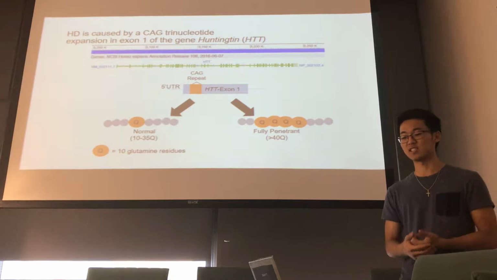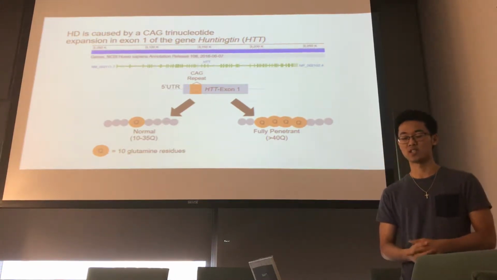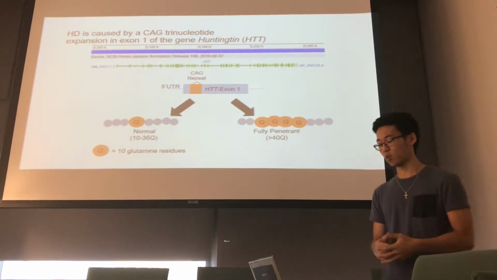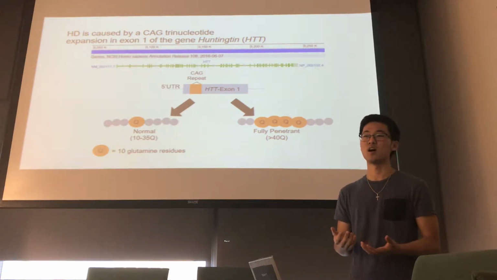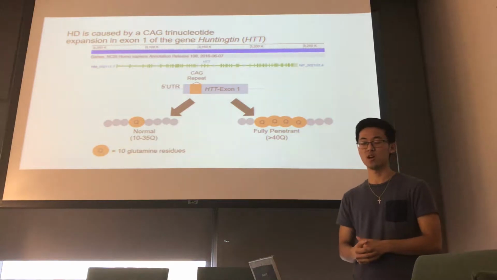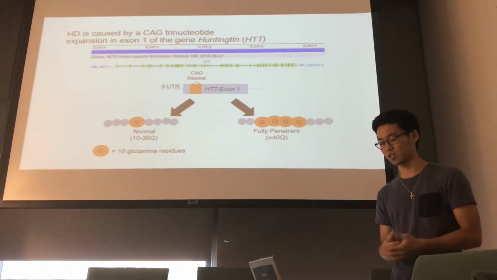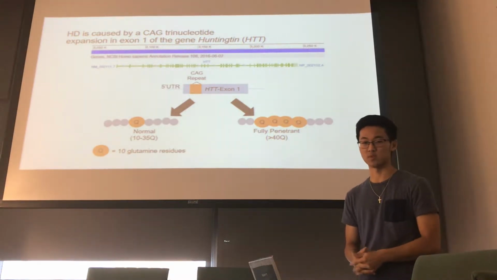So Huntington's disease itself is caused by a CAG trinucleotide repeat expansion within exon 1 of the gene Huntingtin. And what this translates into is an expanded polyQ tract within the protein. Normal proteins usually have around 10 to 35 residues, whereas patients that develop Huntington's, or that have fully penetrant Huntington's, express more than 40 polyQ repeats within the protein.